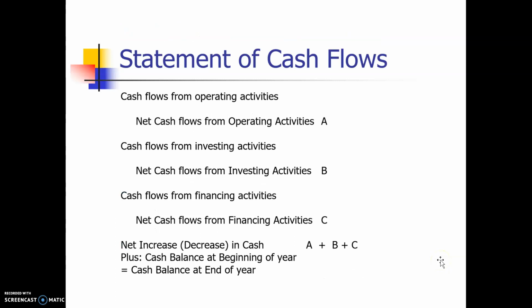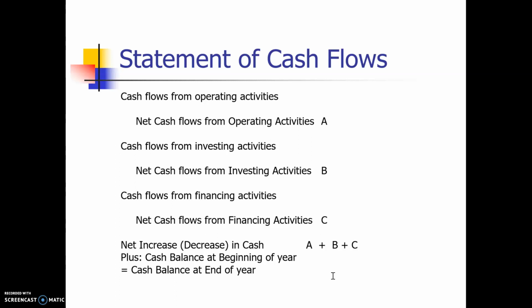So then after we have our three net cash flows, we can add them together. We'll get our net increase or decrease in cash. We take our cash at the beginning of the year, whatever we ended last period with, we begin this period with. So the net increase in cash plus the cash at the beginning of the year should give our cash at the end of the year. And this needs to be the amount that we are showing on our balance sheet for cash.